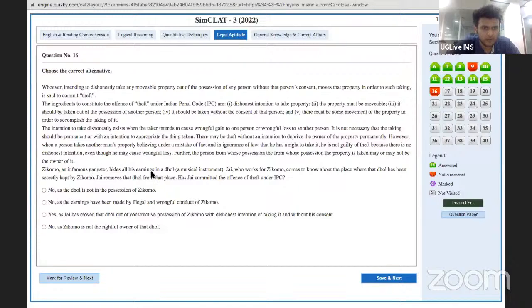Zikumo hides all his earnings in a dhol. Jay, who works for Zikomo, comes to know about the place where that dhol has been secretly kept by Zikomo. Jay removes the dhol from that place. Has Jay committed an offence of theft?